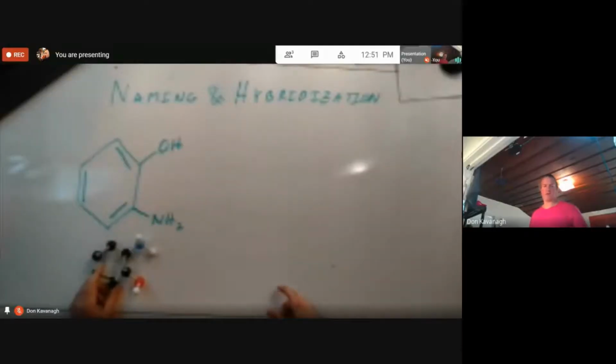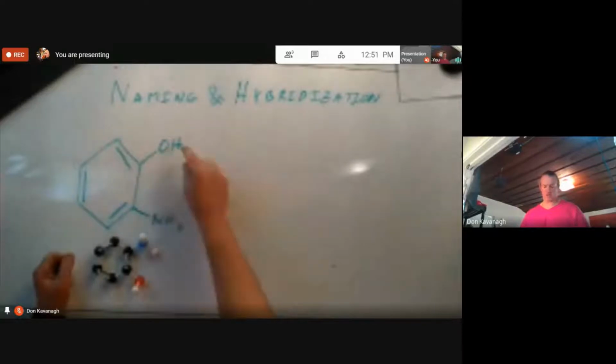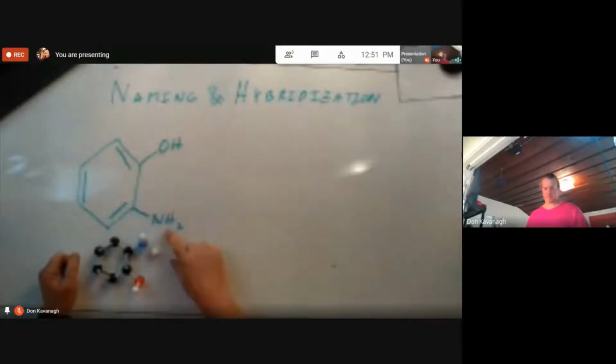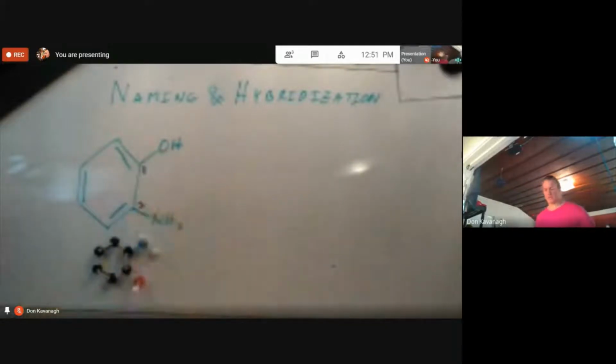The naming and hybridization of the carbons in this benzene derivative. We have a benzene drawing here that is substituted in two positions, one with a hydroxy, one with an amine group. And they are in the ortho relationship to one another because they are right next to each other in a 1-2 position.